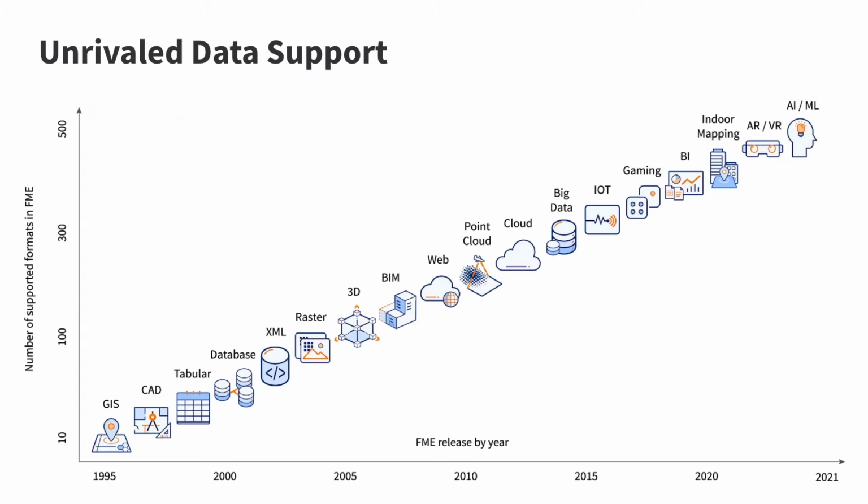Now that you know a bit about who we are and what FME looks like, this is a snapshot of how far we've come in format support over the years. I think we're somewhere over 450 plus formats supported today. We've begun in the GIS and CAD space in the bottom left as our bread and butter, and over time growing and adding support for databases, rasters, IoT, and indoor mapping.